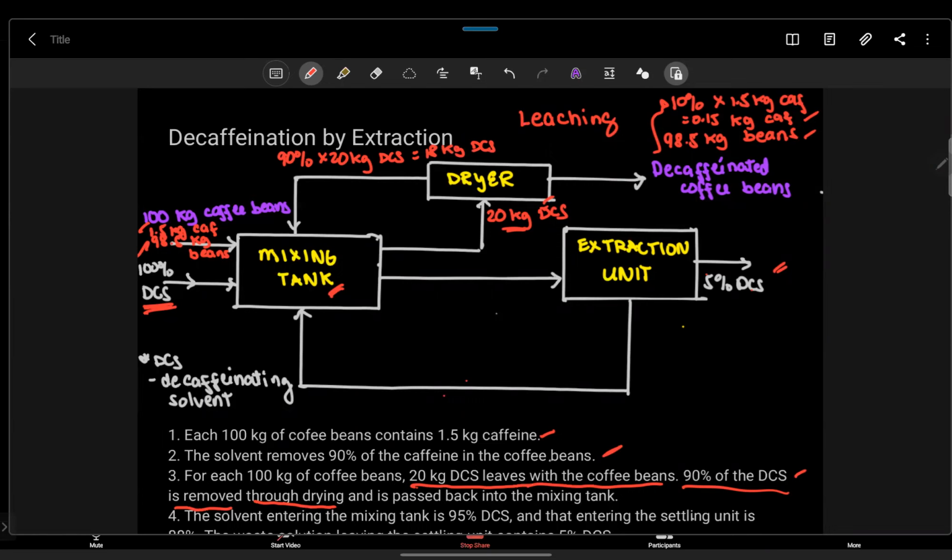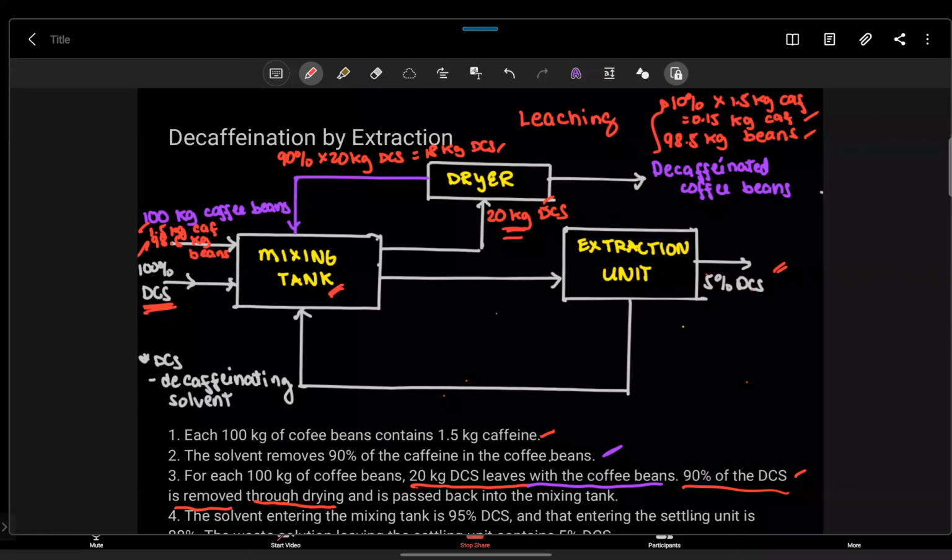Okay? So yung 90% na yan ay nare-remove through drying. That's the purpose of drying, to remove the solvent. And it goes back to the mixing tank. Okay? It goes back to the mixing tank. So kung 20 kilogram yung ating DCS dito na pumapasok sa dryer kasama ng coffee bean, at 18 kilogram na lang yung nare-recover, kasi nga yan yung 90%, 18 kilogram na lang yung lumalabas sa dryer na babalik sa mixing tank.